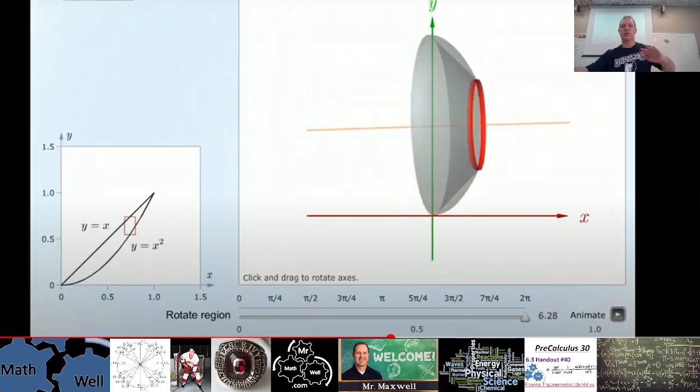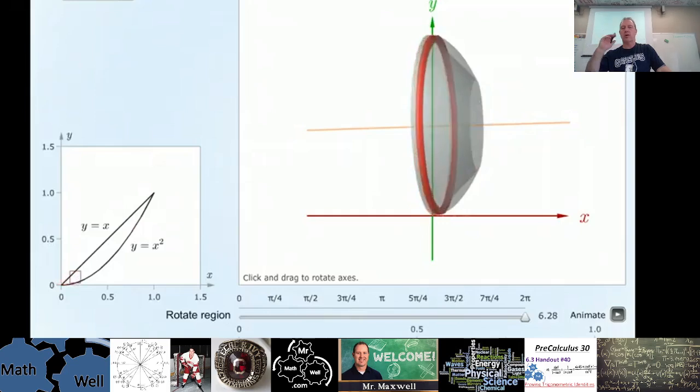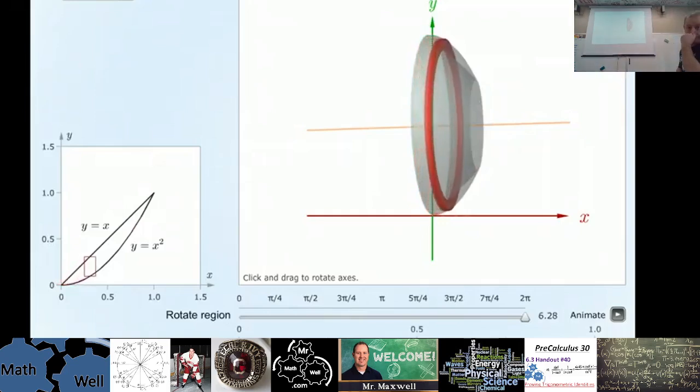So it's revolving this way, and it's actually moving through space like this, right? It's not fixed at one point. It's not like this. It's actually moving. Everything is moving around the axis. So we're going to be able to calculate volumes of all of these types of solids with the methods we're learning today.